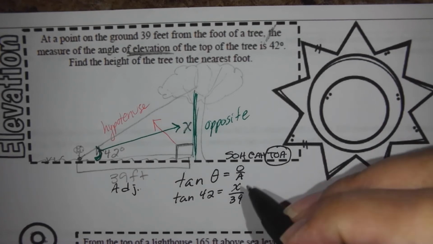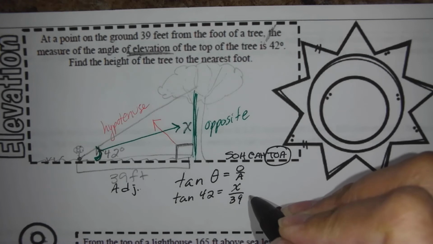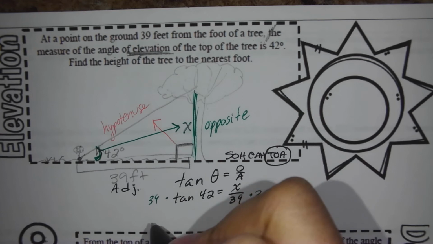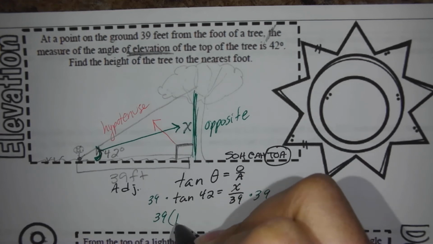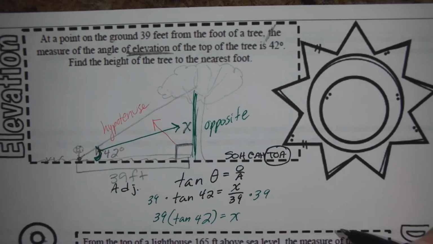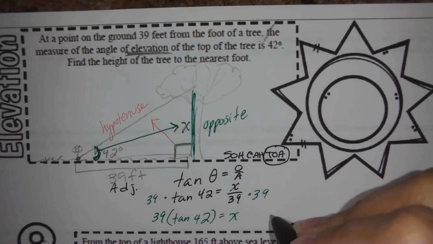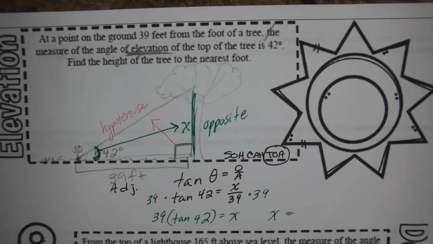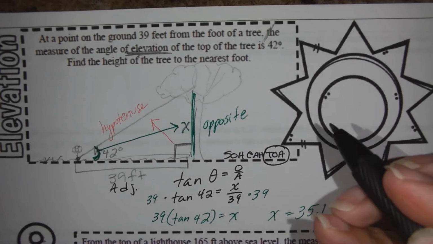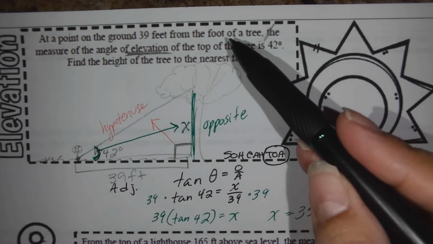Okay, so hopefully you go ahead and multiply by 39. Multiply by 39. Remember, you're trying to get rid of that denominator. So 39 times tangent 42. And then that's going to give you x. So after you plug this into the calculator and you calculate, you're going to get x is about, and I believe I got like 35. Yes, I did. I got about 35.1. And don't forget, this is being calculated in feet.